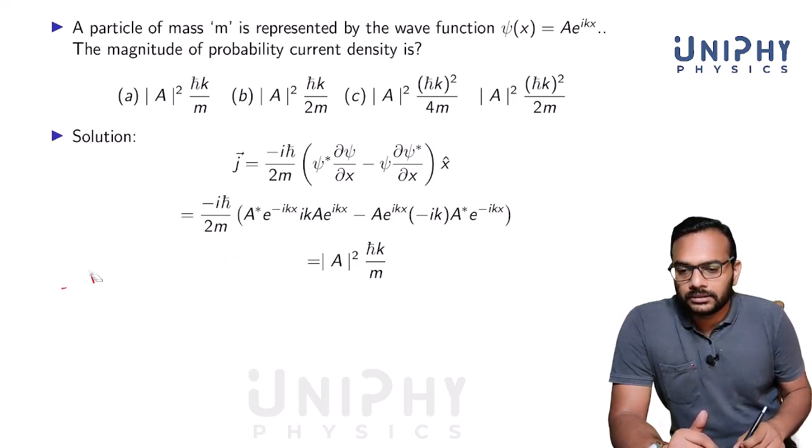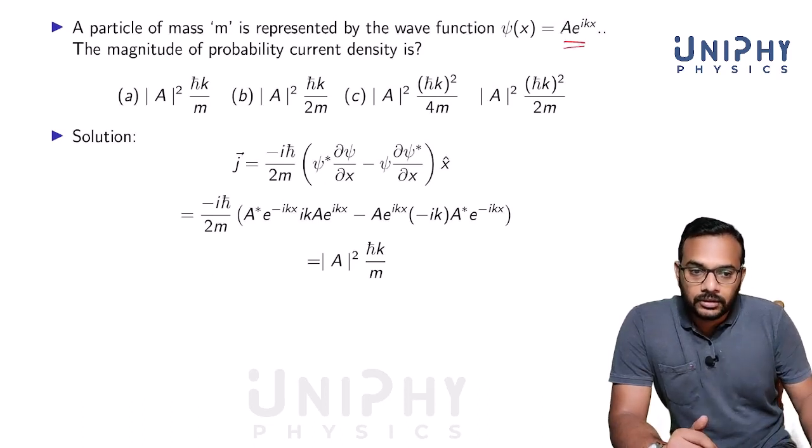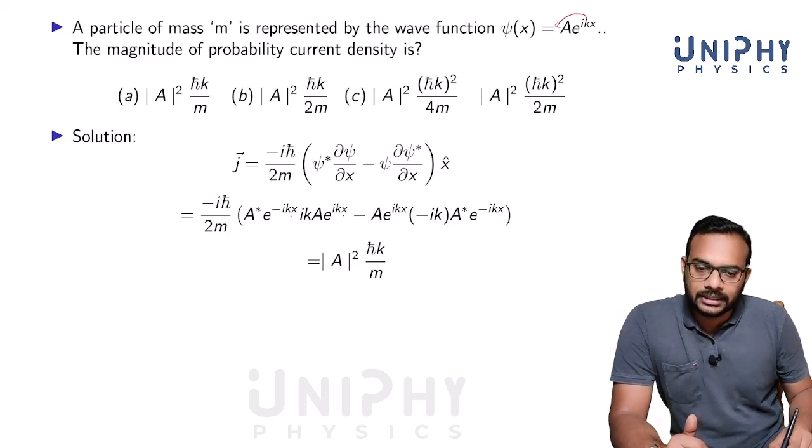Right. Now it's just a matter of substituting it. What's psi star here? It's a e raised to minus ikx. Of course, this a could be complex, so you have to write a star e raised to minus ikx. Now, if you take dou psi by dou x, it will pull out this ik. That's all. ik a e raised to ikx.